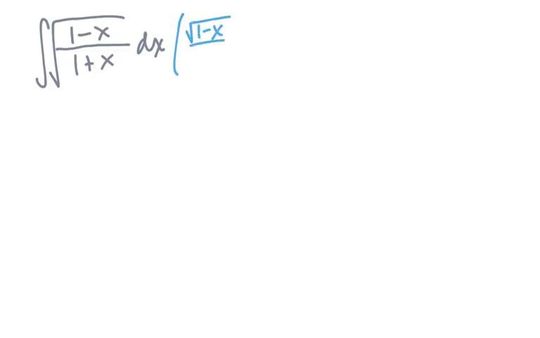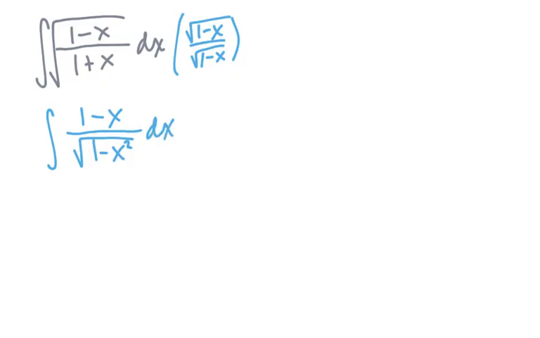Look at this problem. It says the integration of, it's a big square root, 1 minus x over 1 plus x dx. We want to rationalize here. That's what we tend to think, but think about if you multiply by the top, then you'll end up with something similar to the triangles problems. So if we multiply by the square root of 1 minus x, we get the integration of 1 minus x over the square root of 1 minus x squared dx.